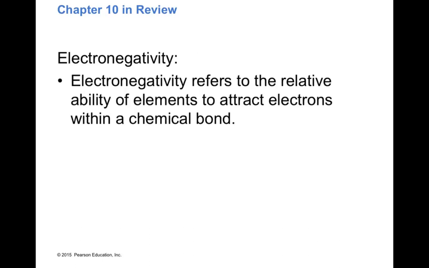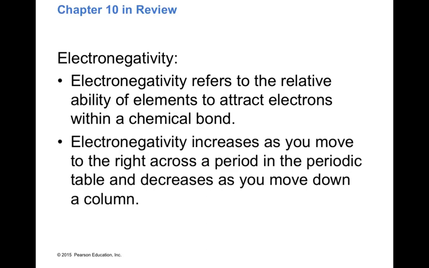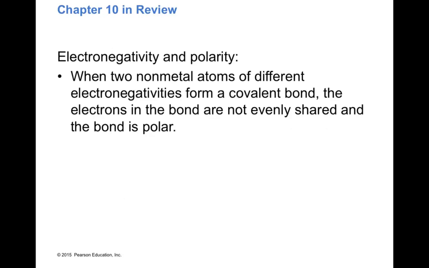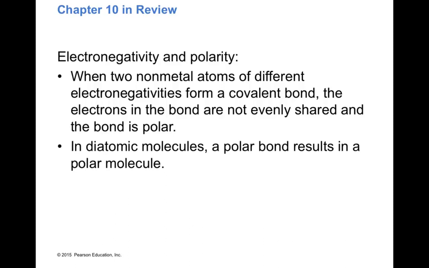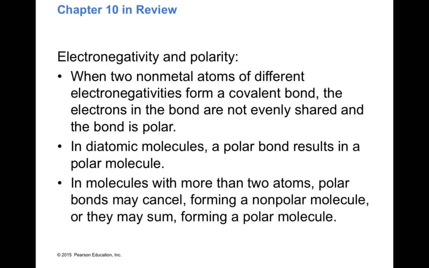Also, we talked about electronegativity, that refers to the relative ability of elements to attract electrons within a chemical bond, okay, covalent chemical bond. Electronegativity increases as you move to the right across a period in the periodic table and decreases as you move down a column. When two nonmetal atoms of different electronegativities form a covalent bond, the electrons in the bond are not evenly shared and the bond is polar. In diatomic molecules, a polar bond results in a polar molecule. In molecules with more than two atoms, polar bonds may cancel, forming a nonpolar molecule, or they may sum, forming a polar molecule.